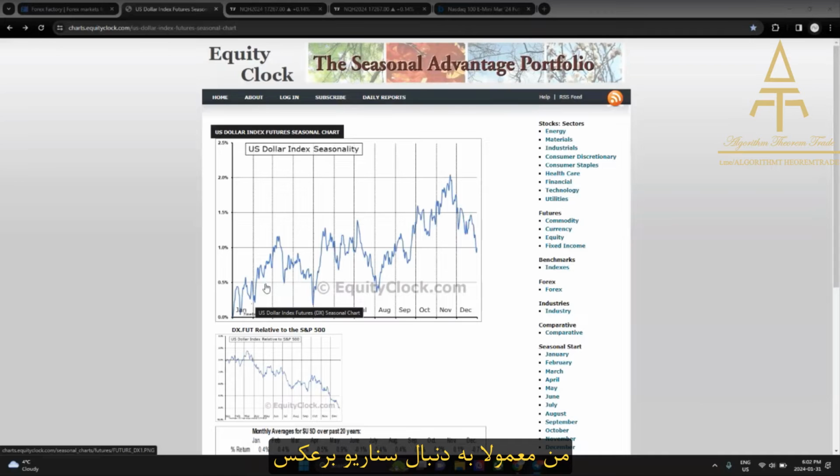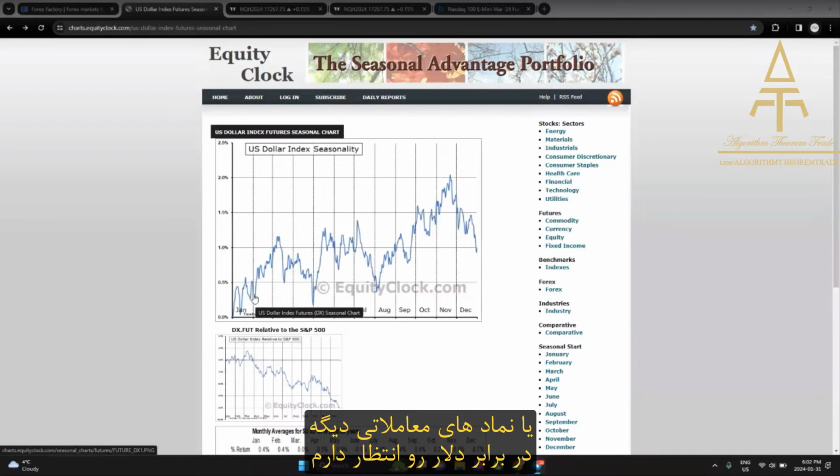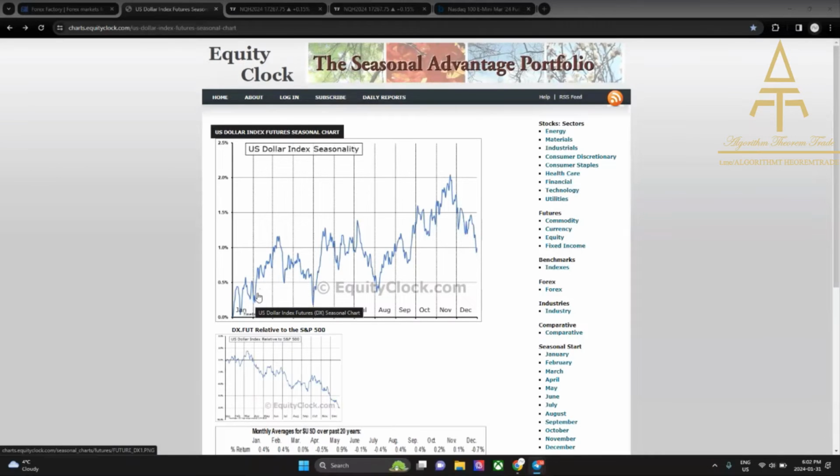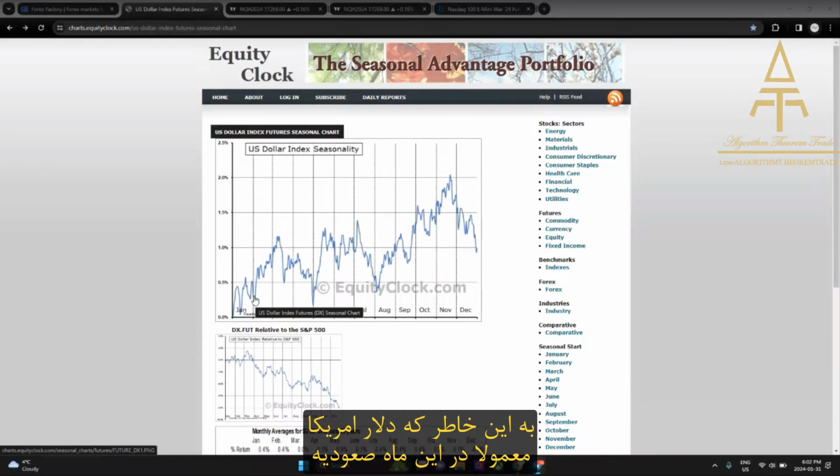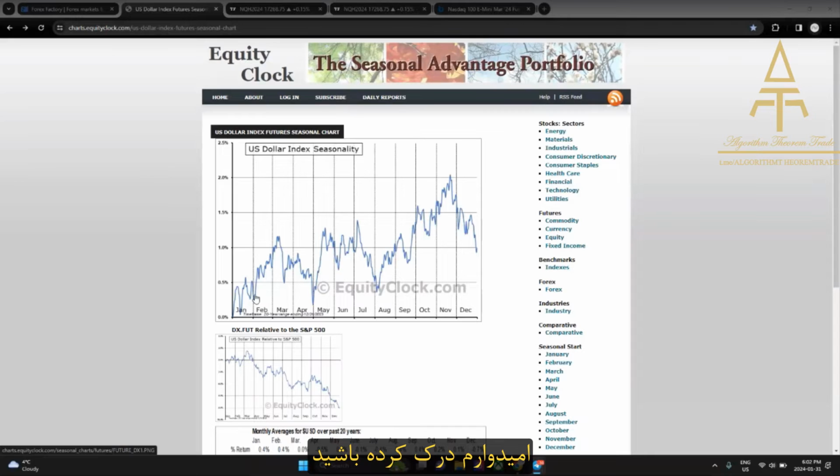And when the dollar has a bullish month in regard to seasonal tendencies, I usually look for the opposite to happen in currencies or asset classes which move in the opposite direction of the US dollar. So, for example, the S&P or ES, Nasdaq or NQ. During February, I would become bearish due to the fact that the US dollar is usually bullish during this time. Hopefully, you can understand this.